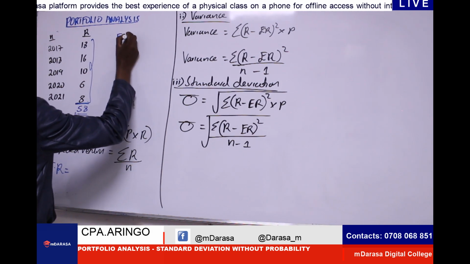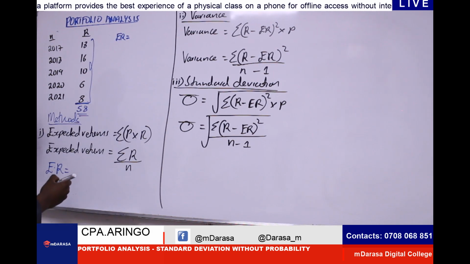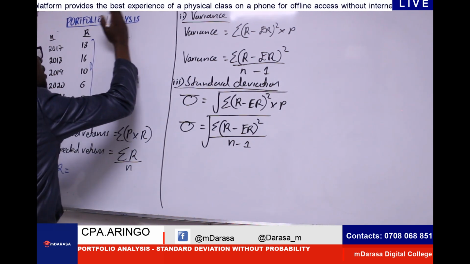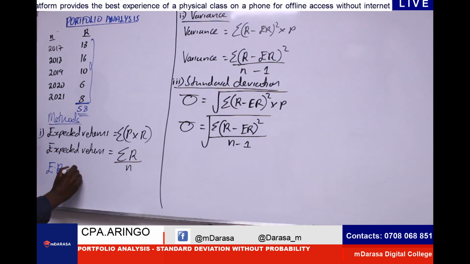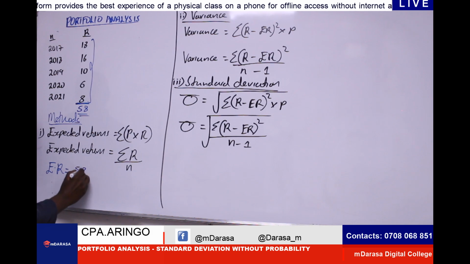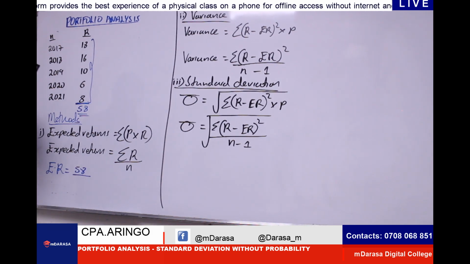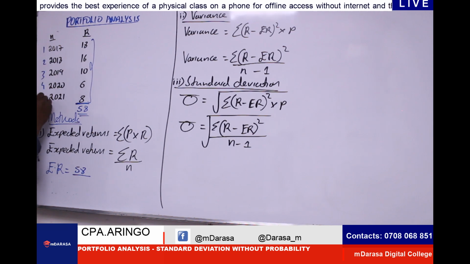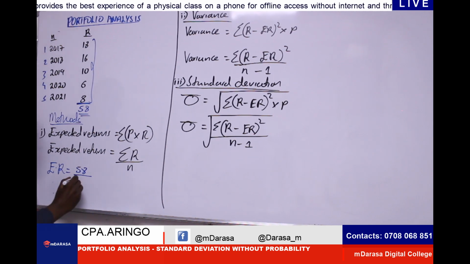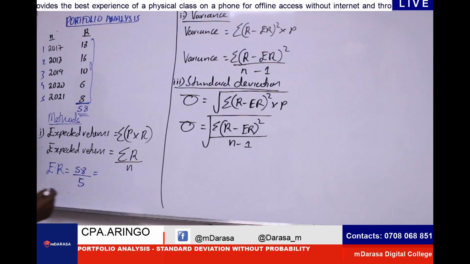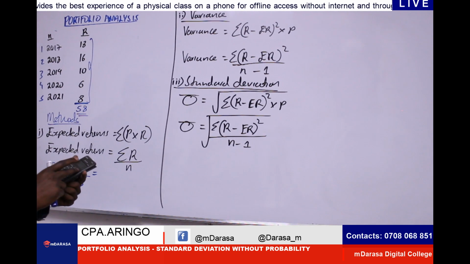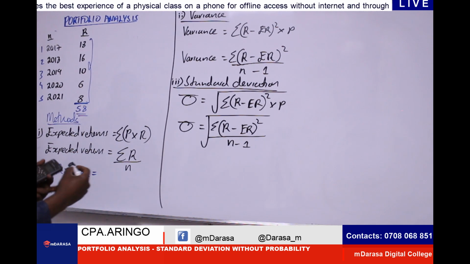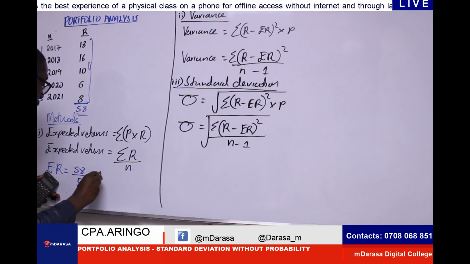So my good students, what will be my expected return here? We are going to take our 58, divide by the number of data values. Number of data values, I'm having 1, 2, 3, 4, 5. Divide by 5. So my expected return will be 58 divided by 5 to give us what? 11.6. So we have our 11.6.